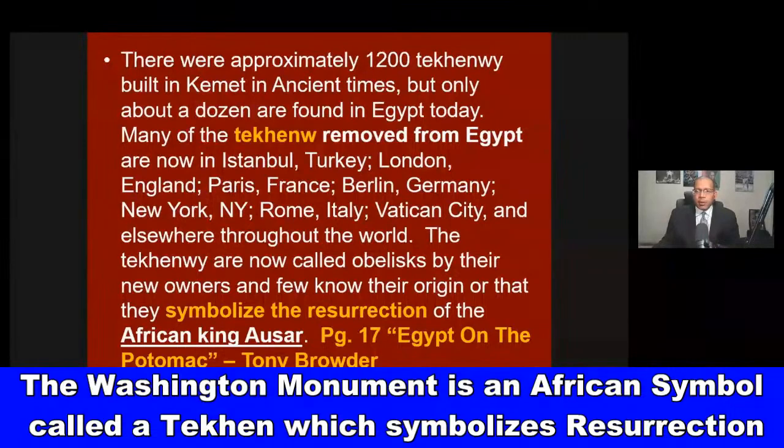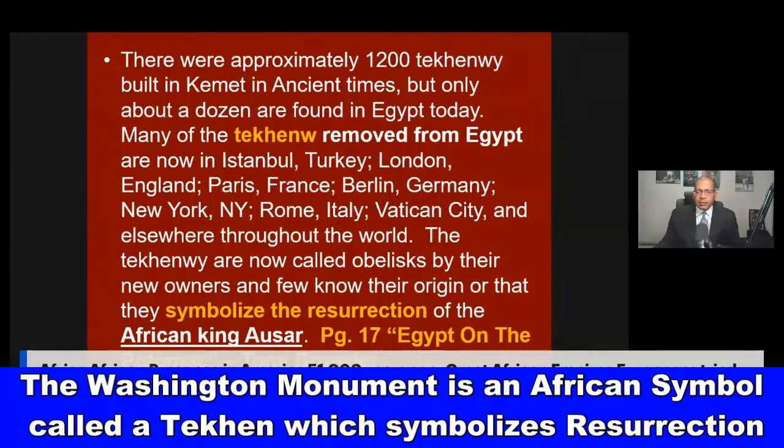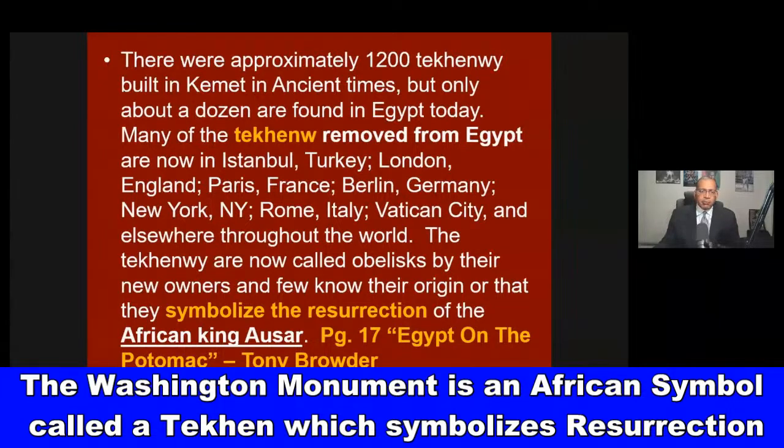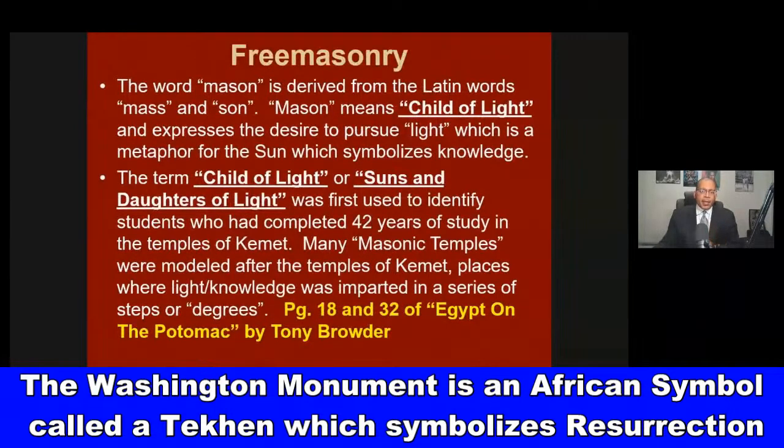Tony Browder talks about this on page 17 of Egypt on the Potomac. This is one of the books we use in the class. Also, once again, you don't have to buy any of these books, but we use them as reference. And I do scan the pages, so we show you the page on the screen.